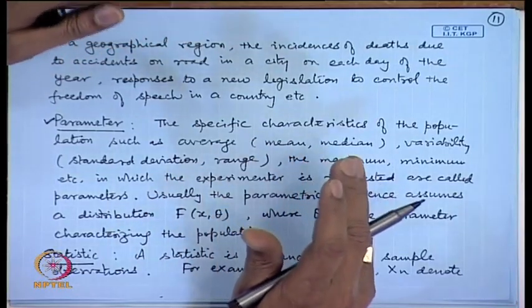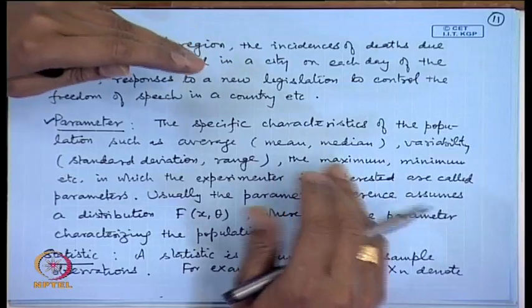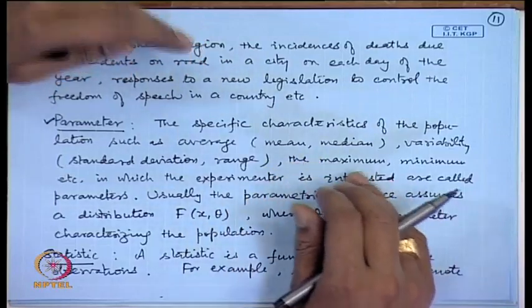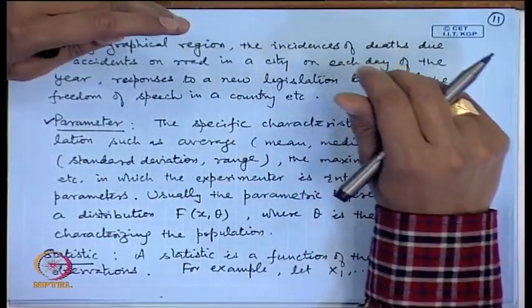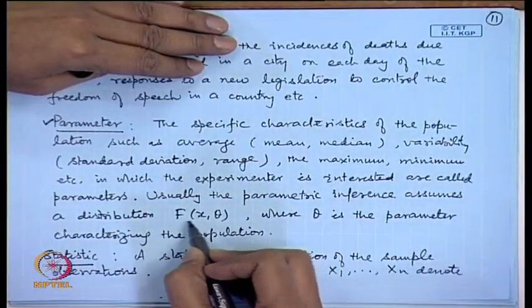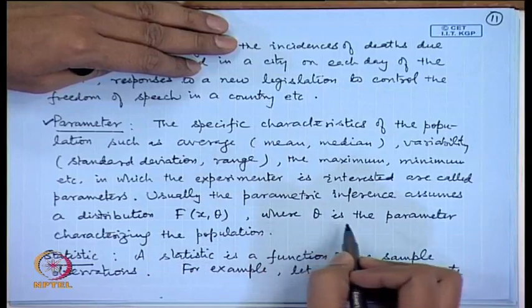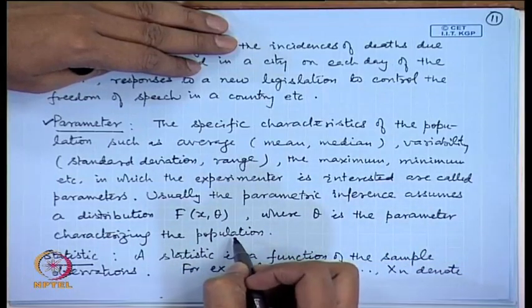Suppose it is determining whether the population is symmetric or not, maximum value, minimum value, etc. So, whatever the characteristics in which the experimenter is interested, the characteristics which are related to the population are called the parameters. Usually, parametric inference assumes a distribution f(x, theta). Here theta is the parameter which characterizes the population.